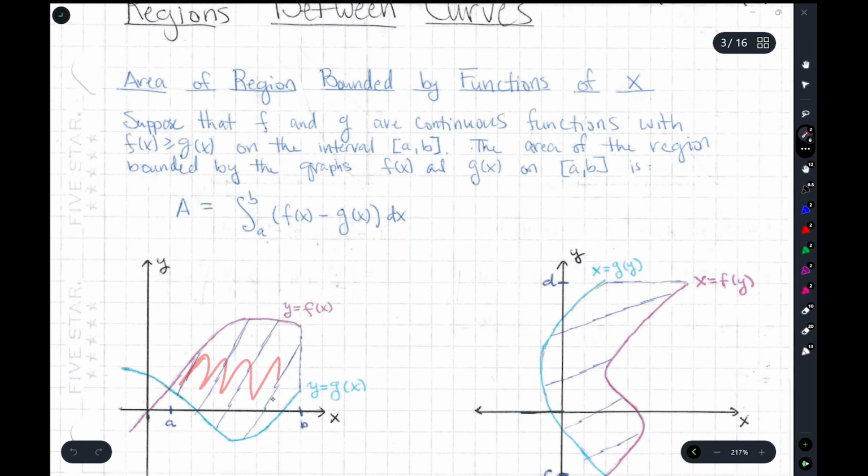If we want to find the area of the region bounded by these two curves, okay, notice that the curves pass the vertical line rule. The curves pass the vertical line rule. And what does that mean? That means they're functions of x, okay? And so that's what we mean by region bounded by functions of x. The curves that bound that region could be described as functions of x.